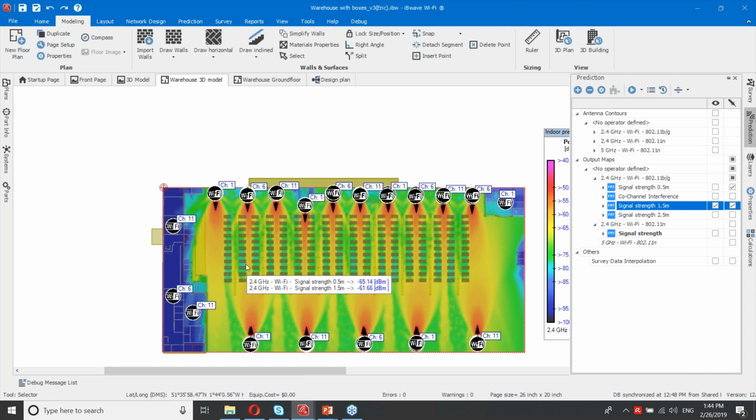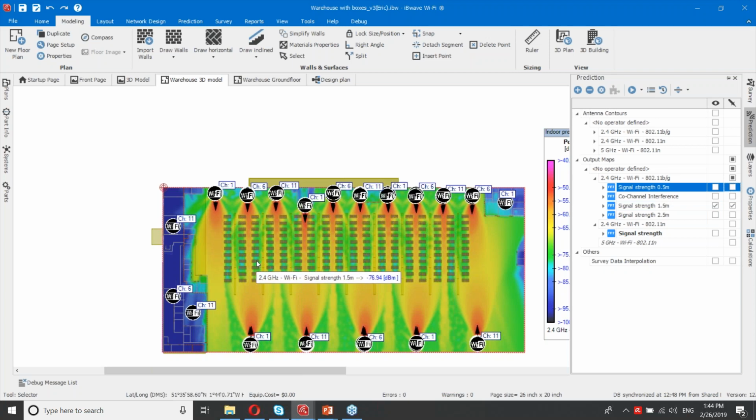I still see some areas where it's borderline unacceptable, like this one right around here. It's -76, -77, also here and here. And you may think, okay, what should I do? Should I now put Ventev antennas there or what? Well, first, remember we said those shelves are tall. So what we need to do is see what the coverage is not at just one height of the shelf, but at multiple heights of the shelf.